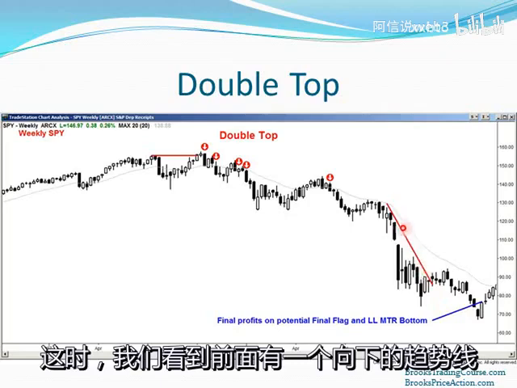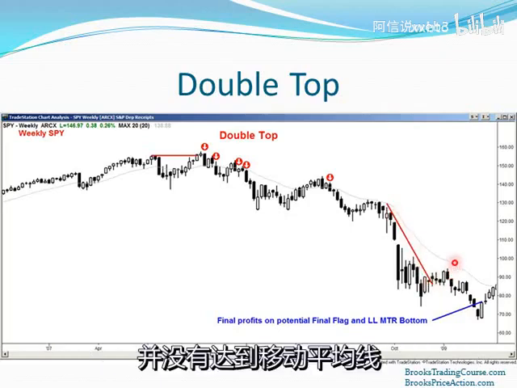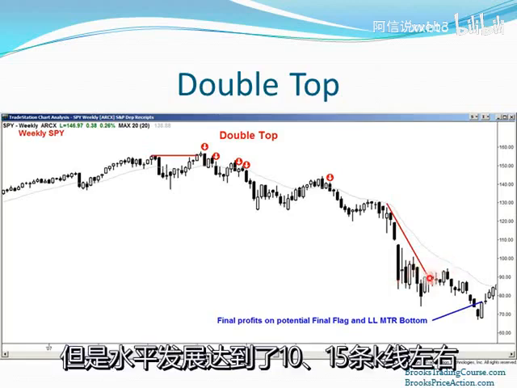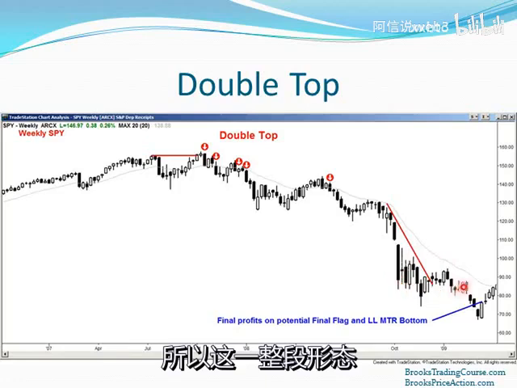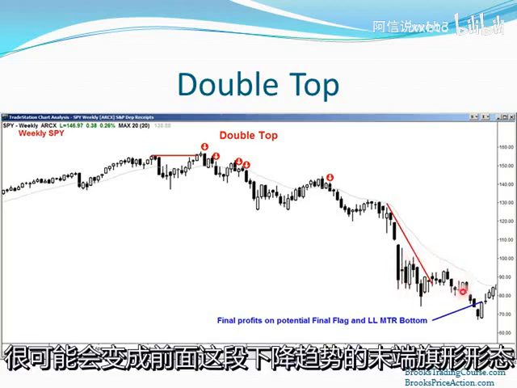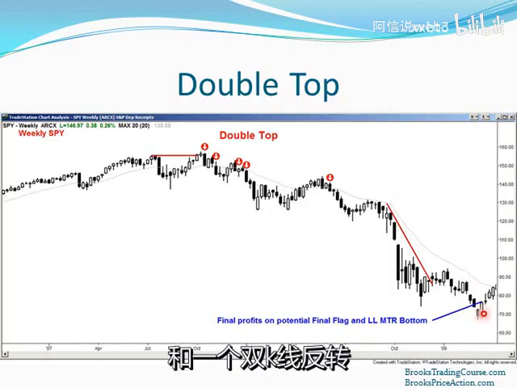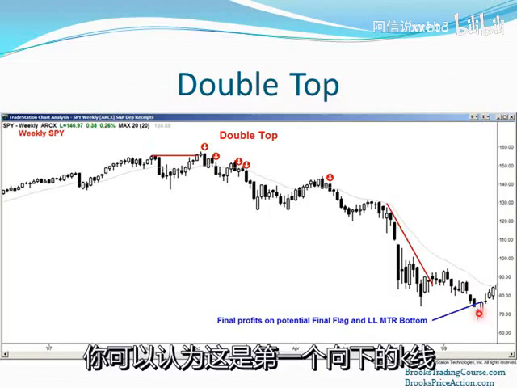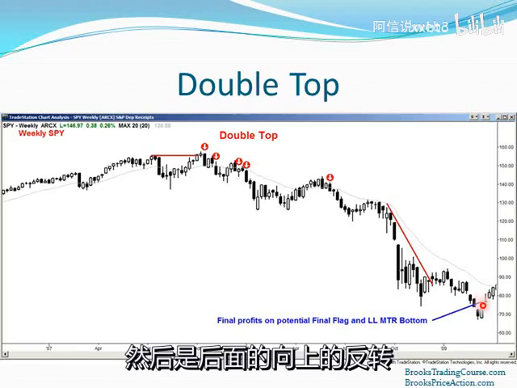At this point, we have a bear trend line, a break above the bear trend line. It did not quite reach the moving average, but it's sideways for about 10 or 15 bars. So we're starting to accumulate a lot of buying pressure. So this whole pattern might end up being the final flag of the bear trend. We have a final sell climax and a 2-bar reversal. You can say this is the first bar down, or you can say these 2 bars are the first push down and this is the reversal up.